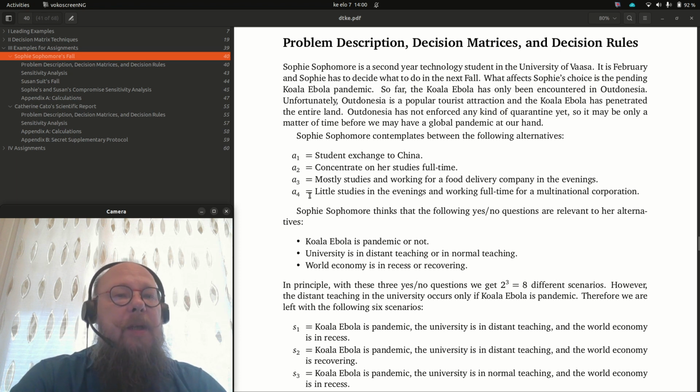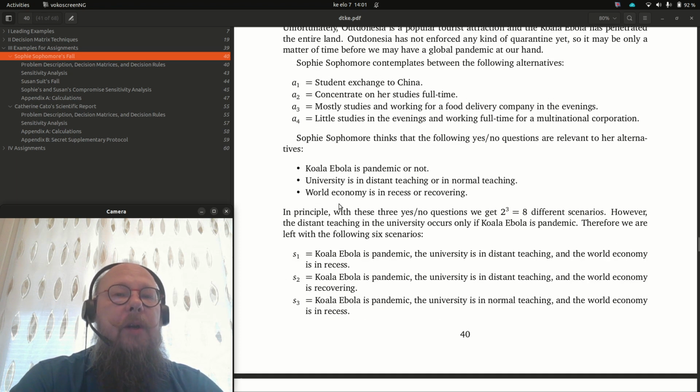And what about the scenarios? Sophie Sophomore thinks that the following binary yes/no questions are relevant to her alternatives. Whether koala Ebola is pandemic or not, that's one question. Another question is universities in distance teaching or in normal teaching. And then this general alternative I use quite a lot: the world economy is in recess or recovery.